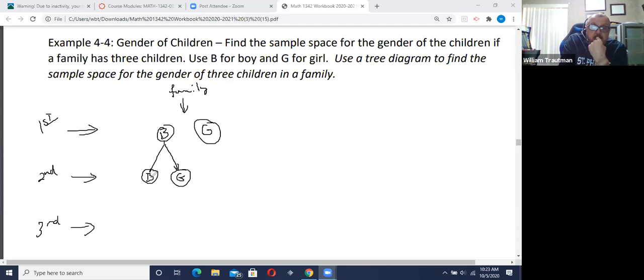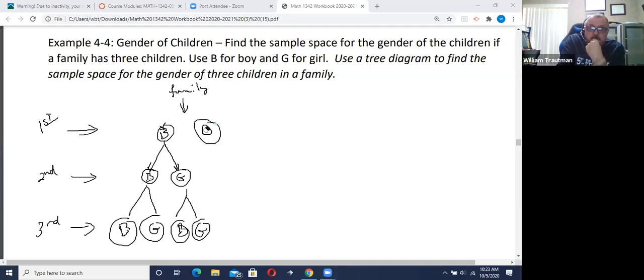If they had the third child, let's say they had a boy for the first child, a boy for the second child, then the third child has the ability to be a boy or a girl. If they had a boy, but then they had a girl, the third child could be a boy or a girl. By the way, I would write this little tree down that I'm doing. I'm going to move this G over a little bit so I give myself a little extra room.